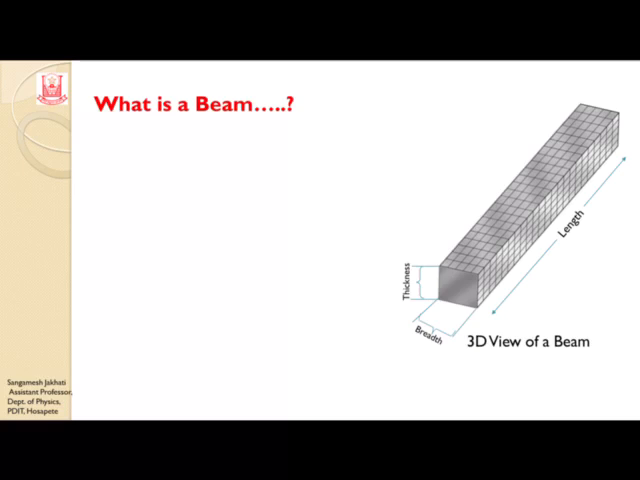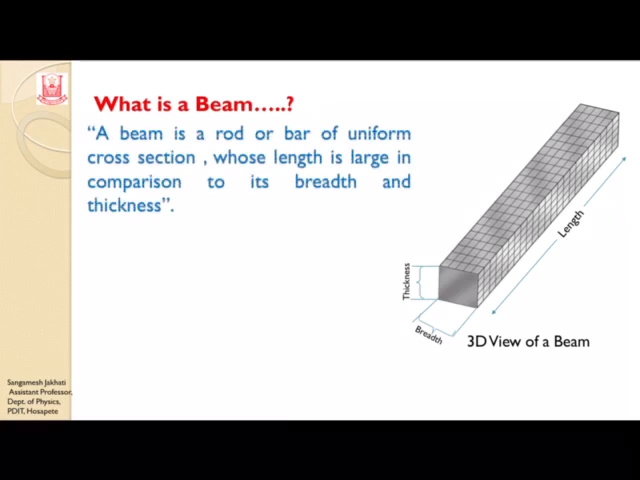So now how can we define a beam? A beam can be defined as a rod or a bar of uniform cross section whose length is larger in comparison to its breadth and thickness. So this is the definition of a beam.